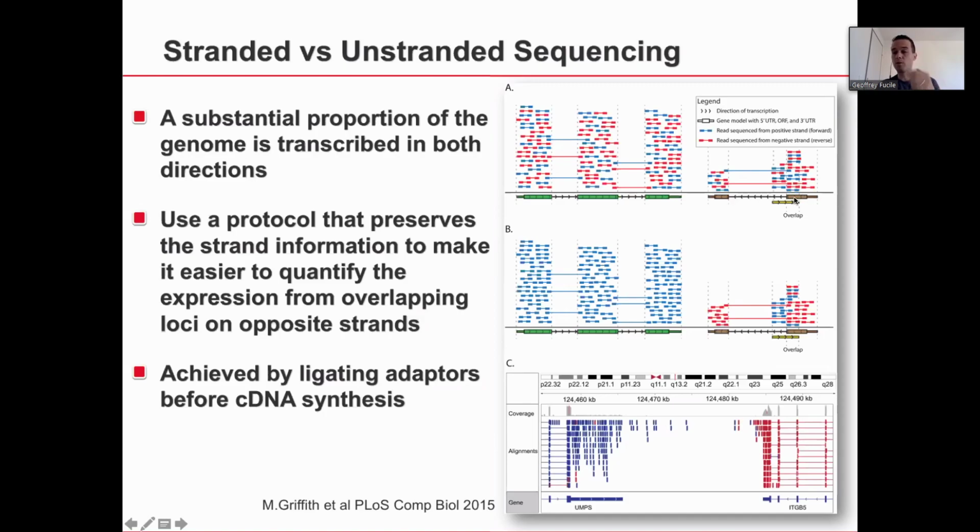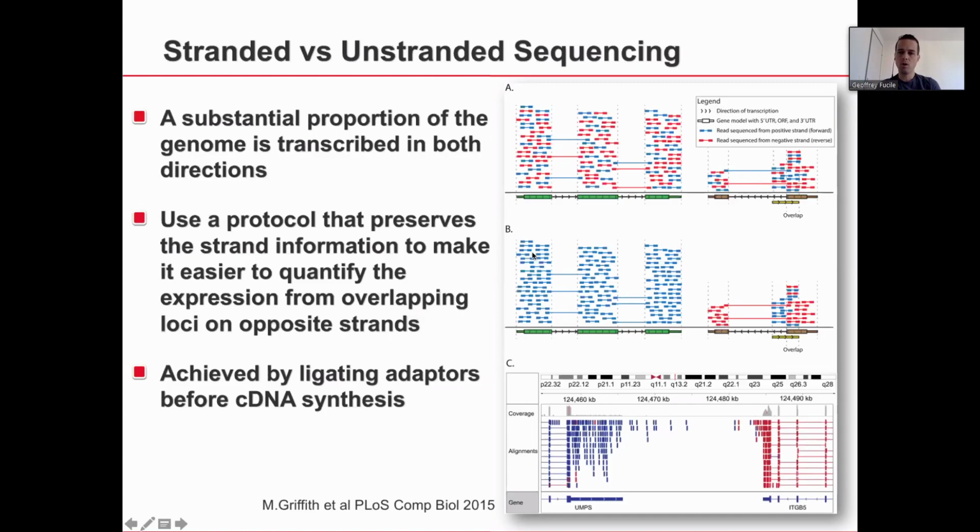However, if we can keep track of the strand from which the RNA came, because remember, RNA is single-stranded, we can now sort of deconvolute or deconstruct where these reads came from. So the color coding for these reads here in blue and red is the different strands that they came from. So if we have a stranded library where we can actually tag this from the beginning, what you could see in the end is something like this, right?